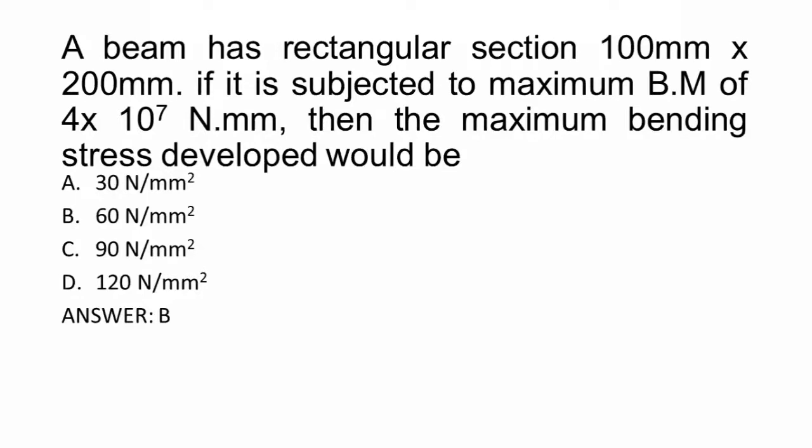So F by Y is equal to E by R is equal to M by I. So M is 4 into 10 raised to 7 divided by BD cube by 12. You calculate those values and you will get the answer as 60 Newton per mm square. So it is a simple formula and substitution of these values in the formula.